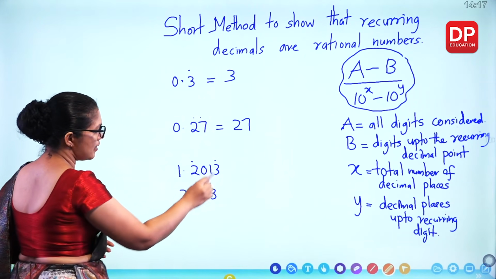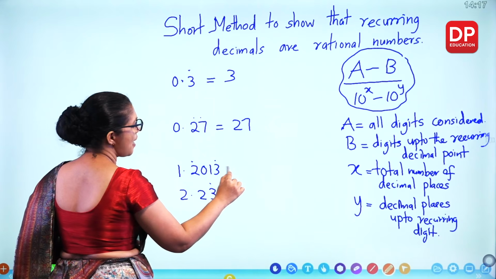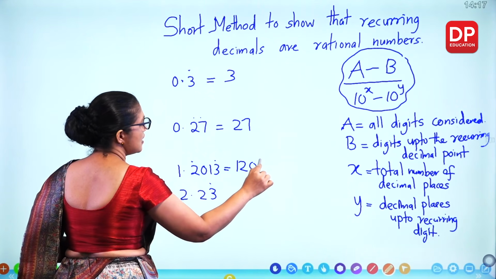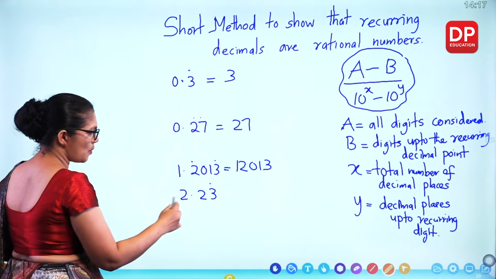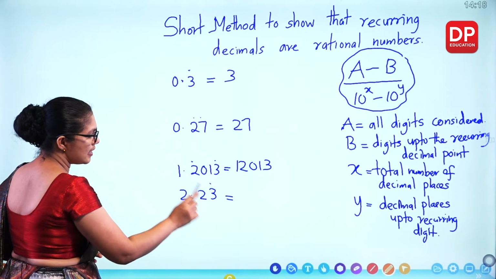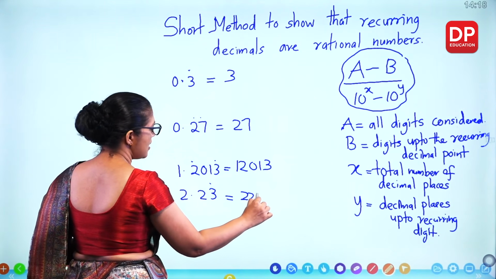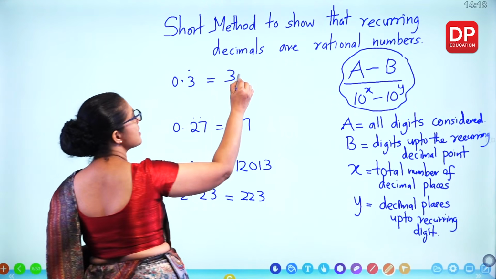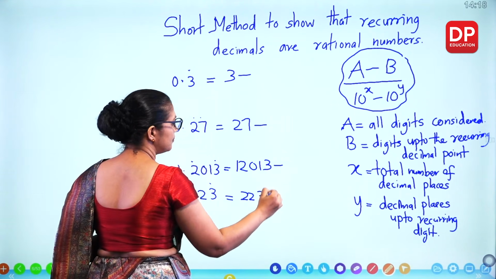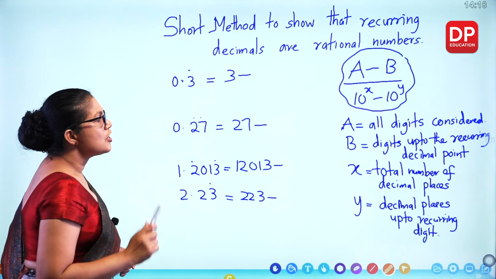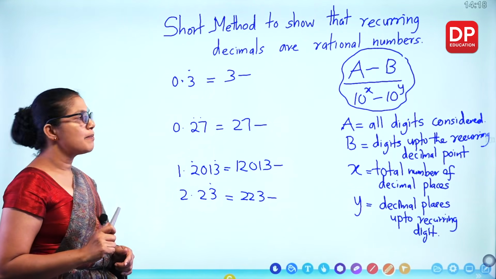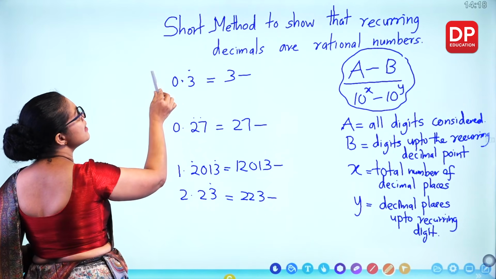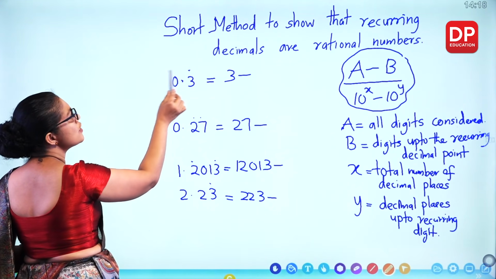What about this one? Without taking any decimal, the number is 12,013. What about this one? You get, without any decimals, 223. Then we subtract the digits up to the recurring decimal point. So up to the recurring point, we consider all the digits before that.